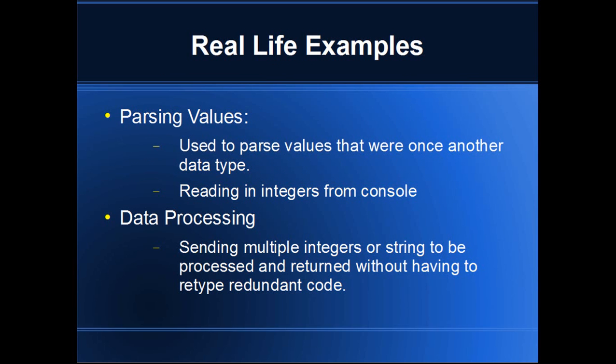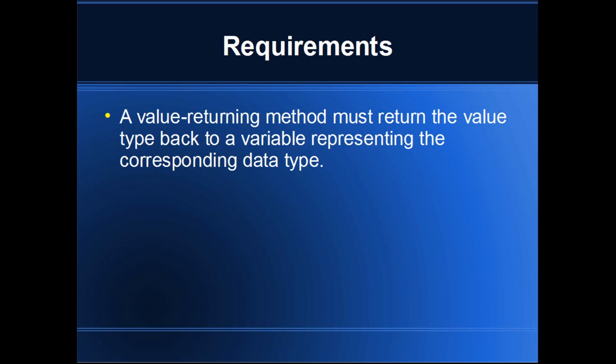Real-life examples of value returning methods are parsing values, methods that are used to parse values that were once another data type, and reading in integers from console. For data processing, sending multiple integers or strings to be processed and returned without having to retype redundant code. A value returning method must return the value type back to a variable representing the corresponding data type.